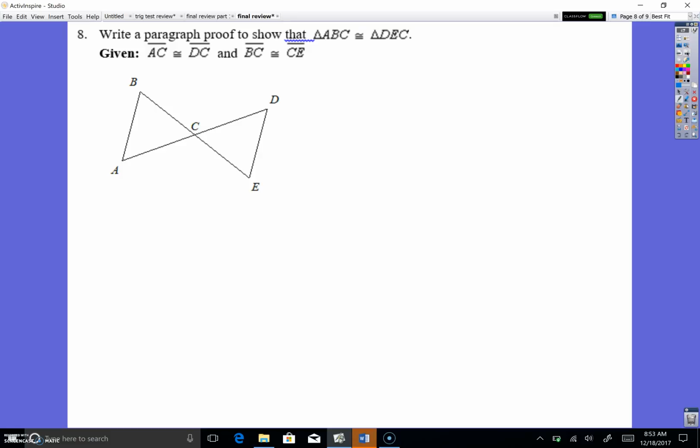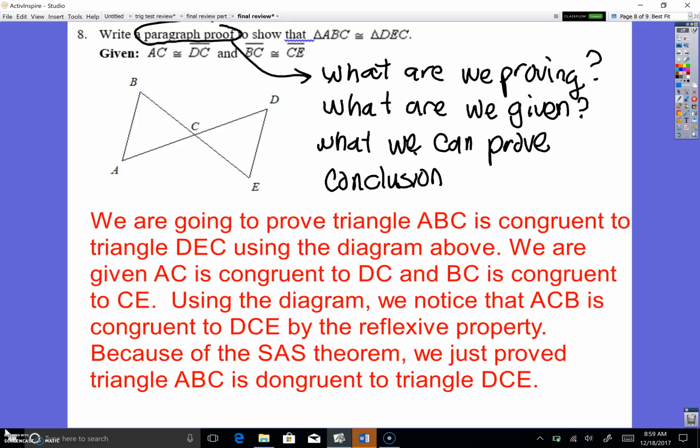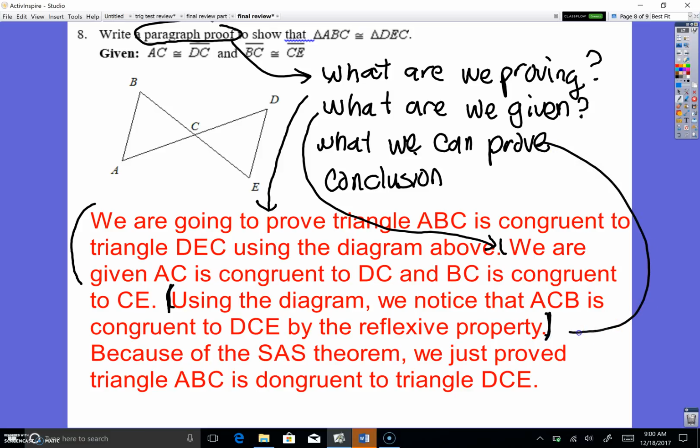Write a paragraph proof. There are 4 things that we need to do. What are we proving? What are we given? What can we prove? And then the conclusion. The first part is we are going to prove triangle ABC is congruent to the other triangle. This part tells us what we're given. Using the diagram, this tells us what we proved, and using the because statement, this is our conclusion.